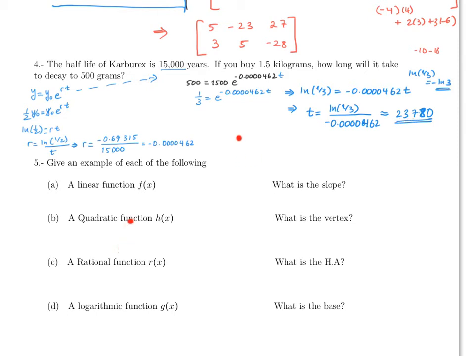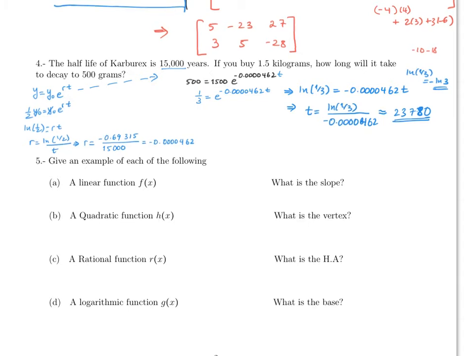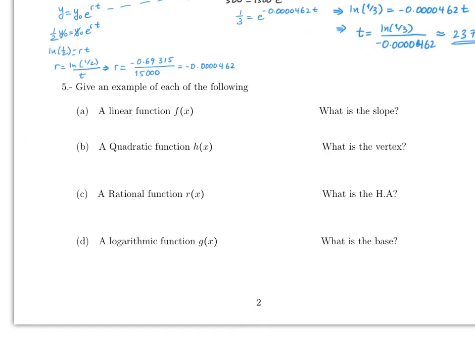All right, question number 5 is by far probably the easiest question. So it's asking you just to give examples, and you can pick whatever you want. So you could say here y is equal to 2x minus 6. The slope is 2. A quadratic equation, then y will be, let's say, x minus 3 squared plus 4. And the vertex is the point 3, 4.